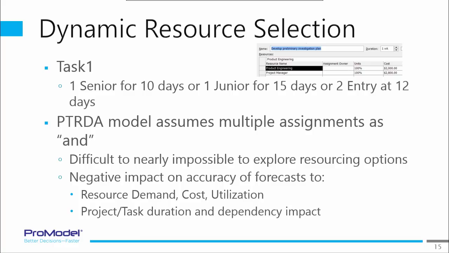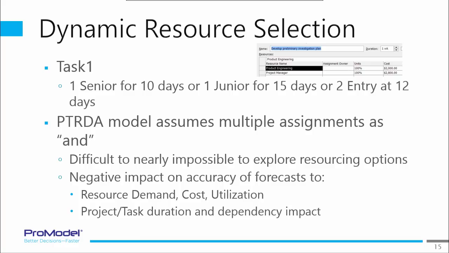So what do I plan with? Do I plan as if I'm going to get a senior, or do I plan as if I'm going to get a junior or two entry-level? How I plan in advance of the decision is vital to driving good resource demand, cost, and utilization. The nerdy explanation of this is that I want to say OR. I want to say I'm not really sure, but if I get the senior guy, it's 10, I want one of them, or this or that.